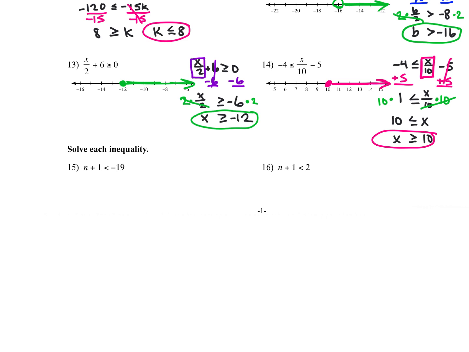Starting with number 15, we're just solving inequalities. We're no longer graphing these. So on number 15, we want to get n by itself. So we'll subtract 1 from both sides of the inequality and get n is less than negative 20. Number 16, we want to get n by itself, so we're going to subtract 1 from both sides of the inequality, and we get n is less than 1.